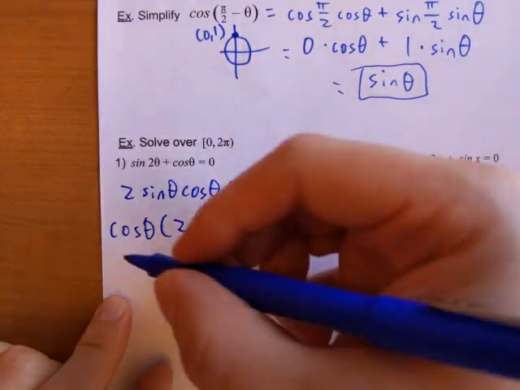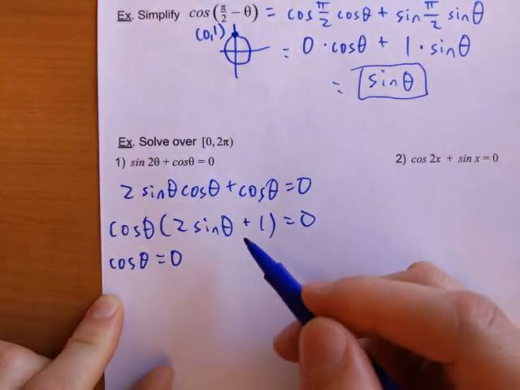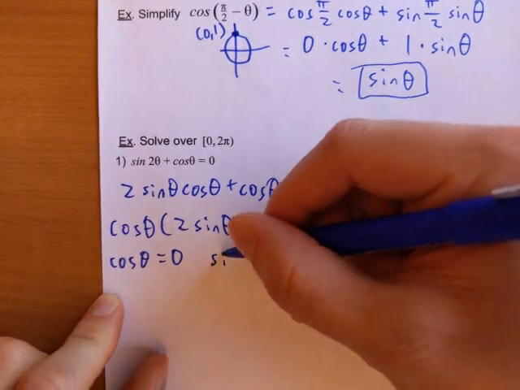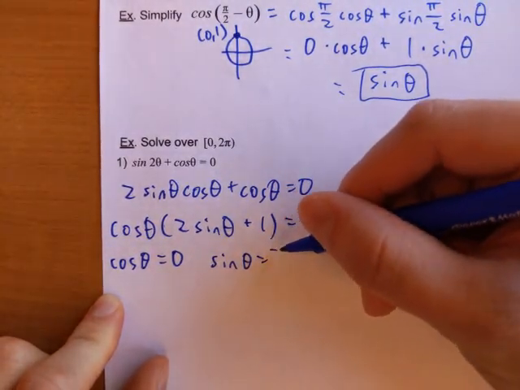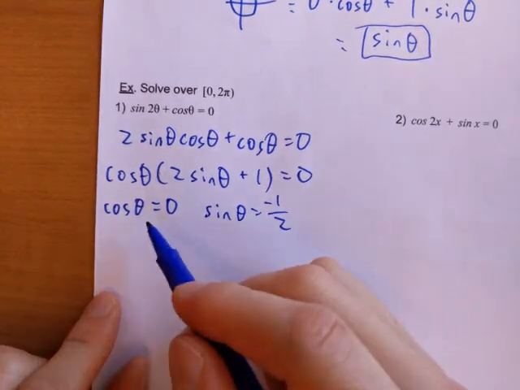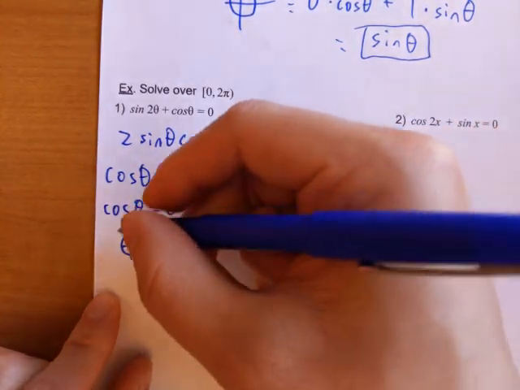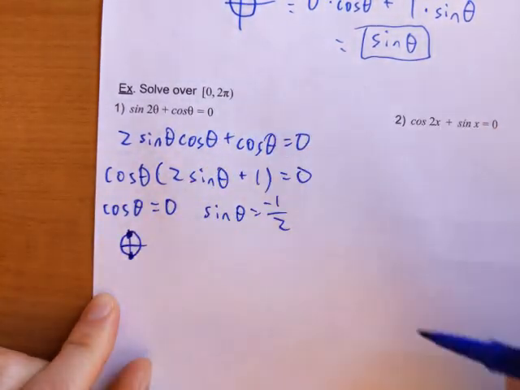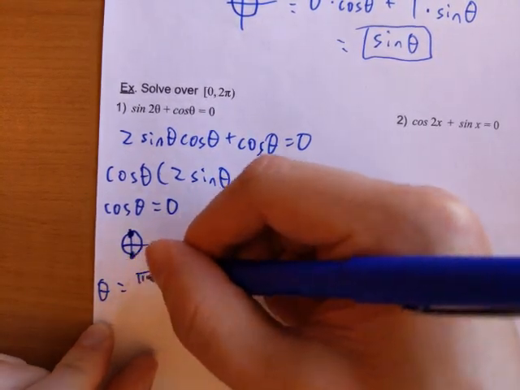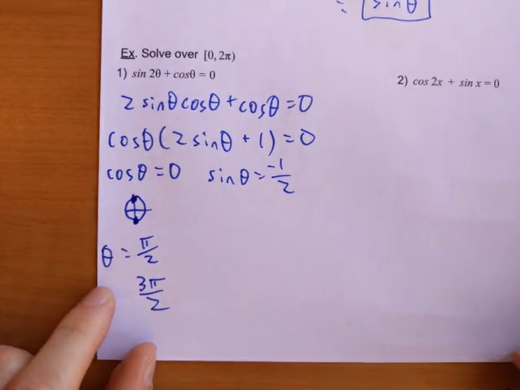And then we've got our zero product property. Either cosine is 0 or 2 sine plus 1 is 0. So if you subtract the 1 and divide by the 2, you'll have sine of theta equals negative a half. So then here we want the x-coordinate on the unit circle to be 0. So we're looking to be on the y-axis, either straight up or straight down. So our two options here are pi over 2 and 3 pi over 2.